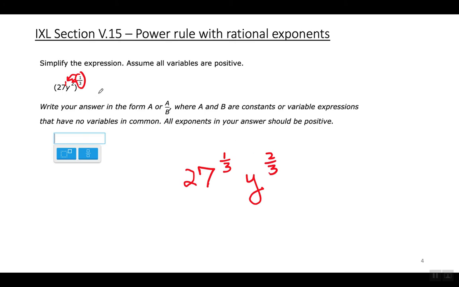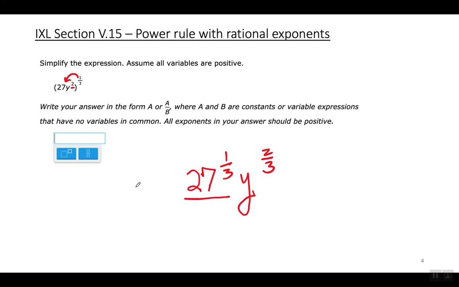All right, let's look at it again. Okay, I'm distributing 1 over 3 right here. So that's how I get the 27 to the 1 over 3 power. I'm distributing the 1 over 3 to everything inside the parentheses. All right, I'm also distributing it to the y, but the y already has a 2 there. So I got to multiply that 2 with the 1 over 3 to get y to the 2 over 3 power. I'm still not done though, because I got to simplify this part right here. 27 to the 1 over 3 power. Remember, you rewrite it like this.